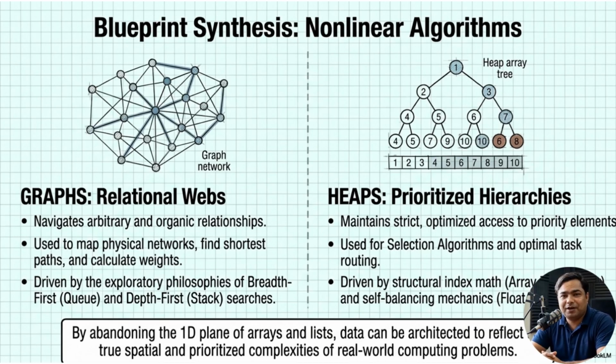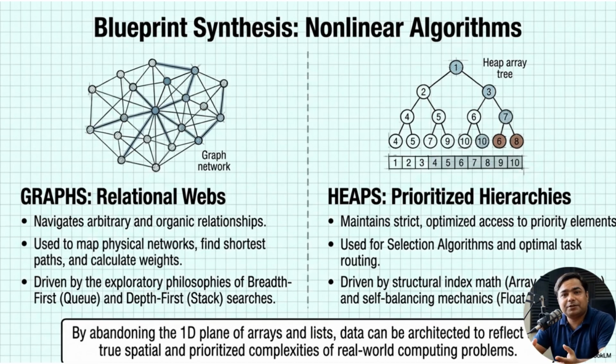To explore graphs, we studied BFS and DFS. BFS uses a queue and explores level by level. It is useful for shortest paths in unweighted graphs. DFS uses a stack and explores deeply along one path before backtracking. It is useful for connected components, cycle detection, and maze like exploration.